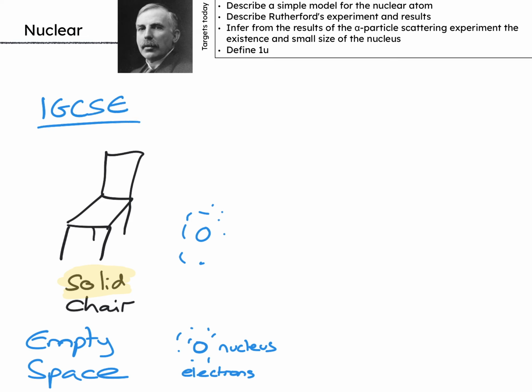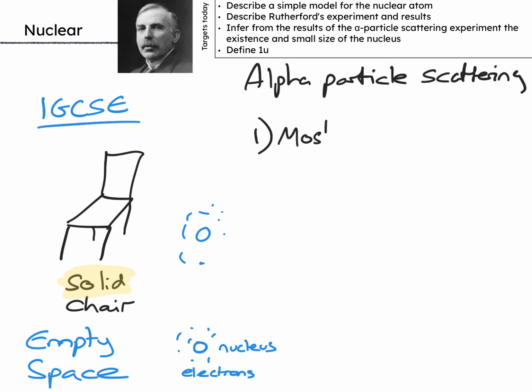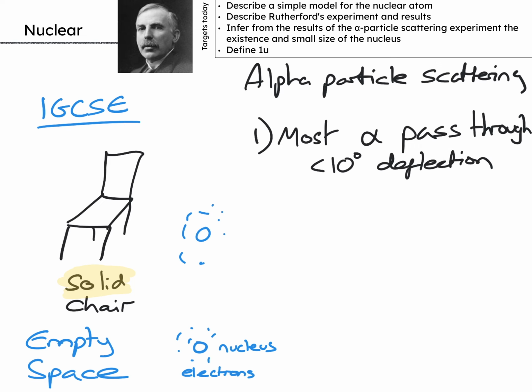Okay, so the alpha particle scattering experiment had two major results. One, the majority of alpha particles pass right through, only deflected through small angles, less than 10 degrees. This tells us that most of the atom is empty space. The volume of the nucleus is much smaller than the volume of the atom.